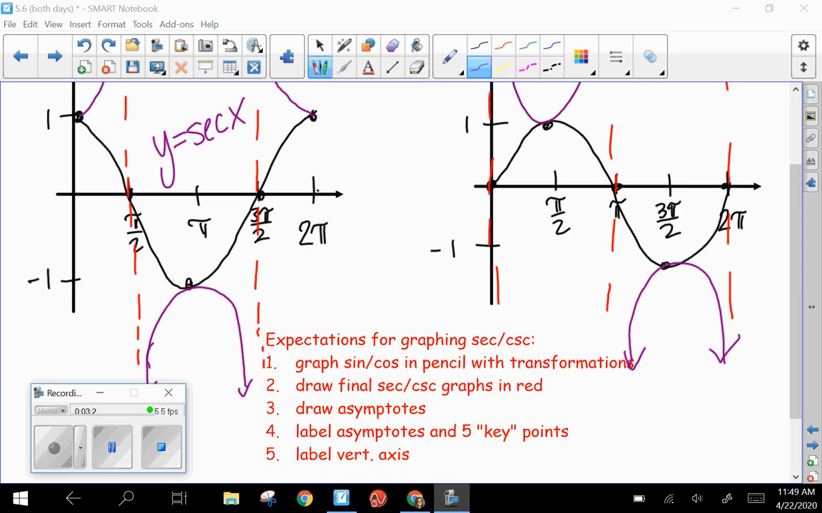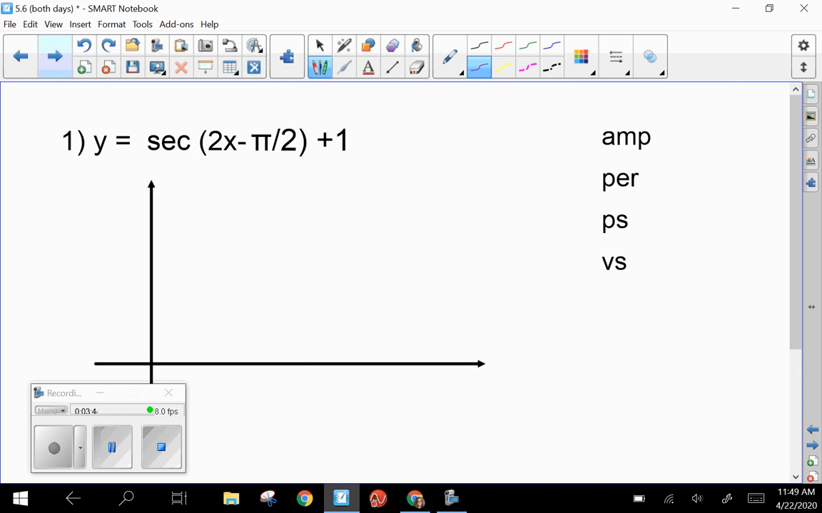Here are my expectations in terms of this class for how you would graph these. Like I did, graph sine and cosine in pencil, draw those final secant or cosecant graphs in red or some color or some way for us to make it clear that those are transformed. Make sure you're drawing the asymptotes. You should have labels on all 5 important points, and of course anything on the vertical axis that we might need. So let's do a couple examples.